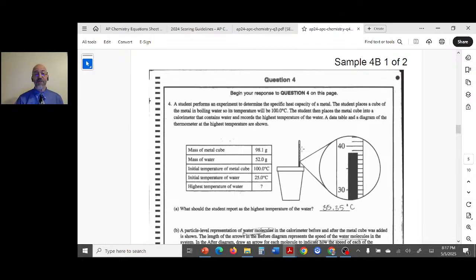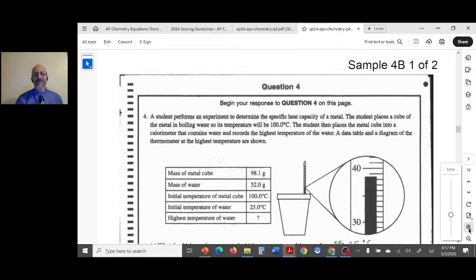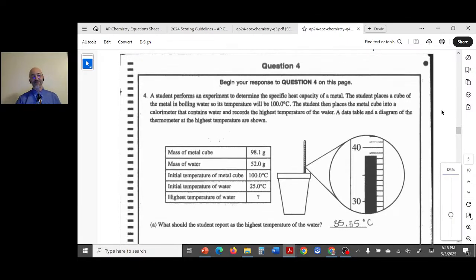This response earned 3 points. Well, I can see what they did wrong. It's right there. In part A, the point was not earned for recording an incorrect temperature from the thermometer.